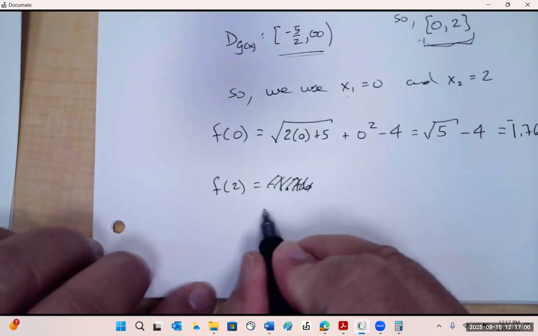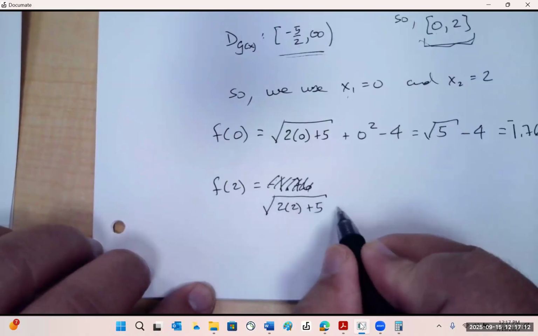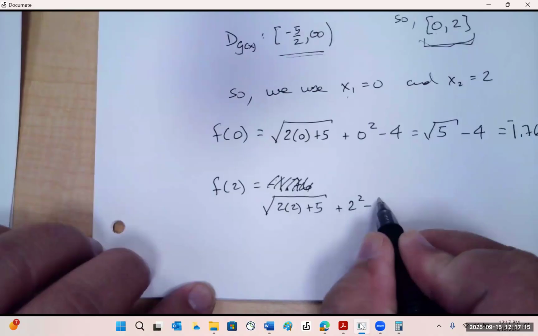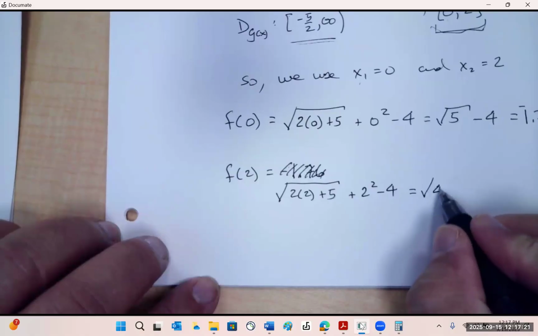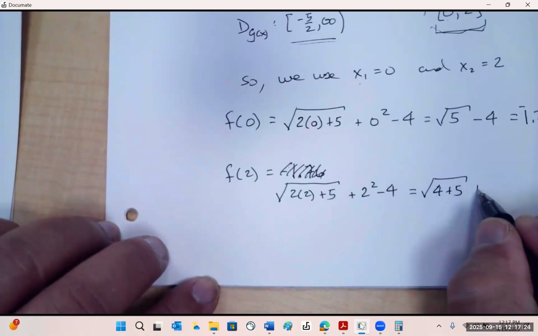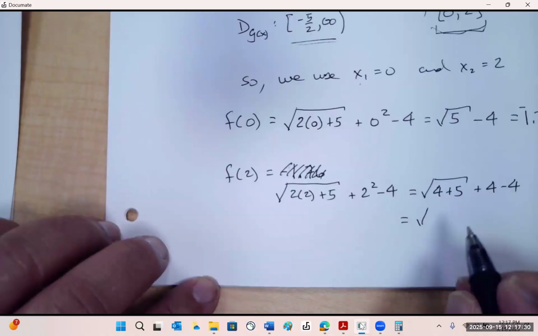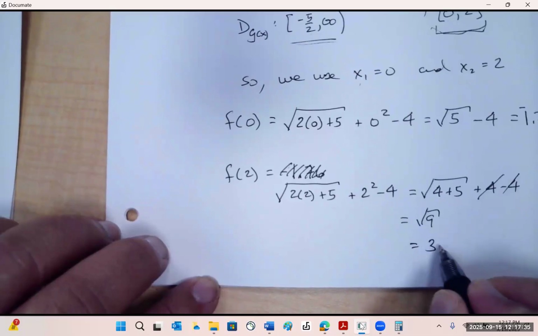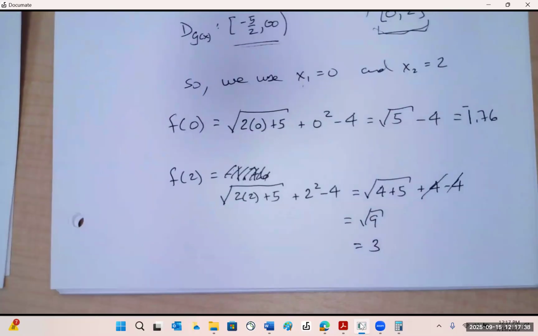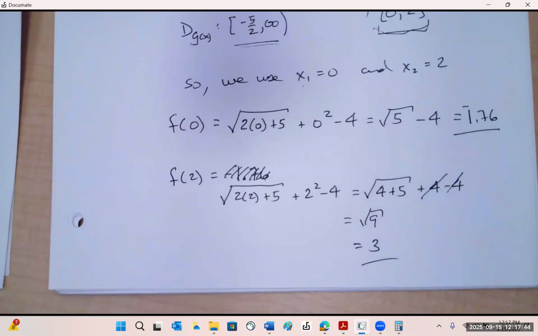Do the same thing at 2. Square root of 2 times 2 plus 5, plus 2 squared minus 4. 4 plus 5, plus 4 minus 4. The 4 minus 4 cancel. So by the intermediate value theorem, since they have different signs, we know there's at least one x-intercept in there. That's all it's asking.